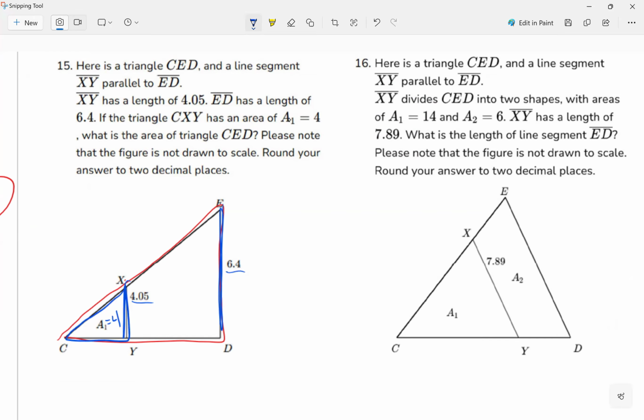Okay. So by telling us these two sides are parallel, they're basically telling us these two angles are congruent. The angle XCY is congruent to the angle ECD. So the proof that we just did, the second proof, basically tells us that those two triangles are similar. The small triangle, let me highlight it in yellow. The small triangle and the big triangle are similar. But now we're dealing with areas.